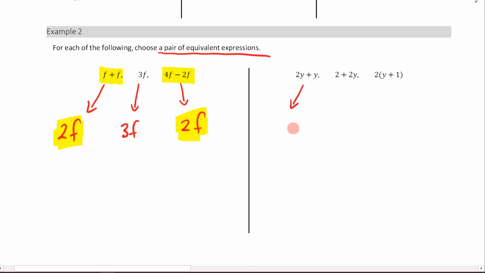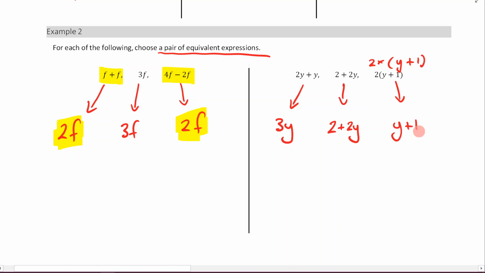Now 2y plus y will be 3y. And we have 2 plus 2y. Well, that can't be simplified in any way, so we're just going to write it like that. And then down here, this one, 2y plus 1. Well, this 2 means 2 times y plus 1, right? So we have 2 lots of y plus 1.